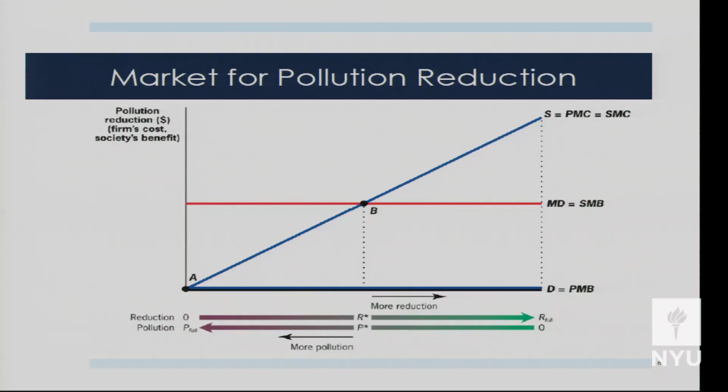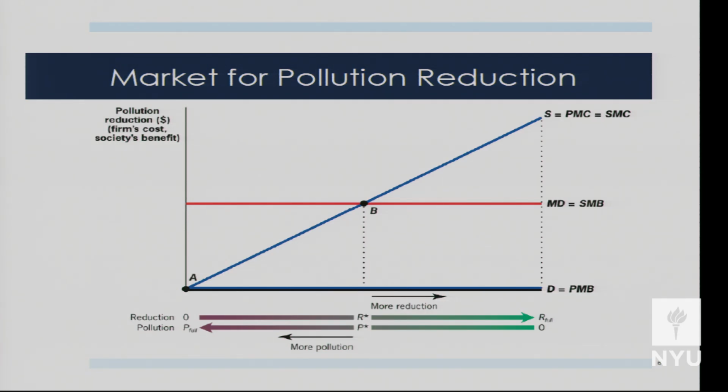Okay, so A is our zero reduction, full pollution equilibrium, right? We said that the marginal damage of each unit of pollution is flat, some constant amount like $5 or something. So the marginal benefit of each unit of pollution reduction is also flat, right? It's the same $5. So the social marginal benefit is equal to the marginal damage amount. Social marginal benefit of pollution reduction is a flat line. Remember, what we're plotting here is pollution reduction. So we're talking about social marginal benefit of pollution reduction, and it's a flat amount.